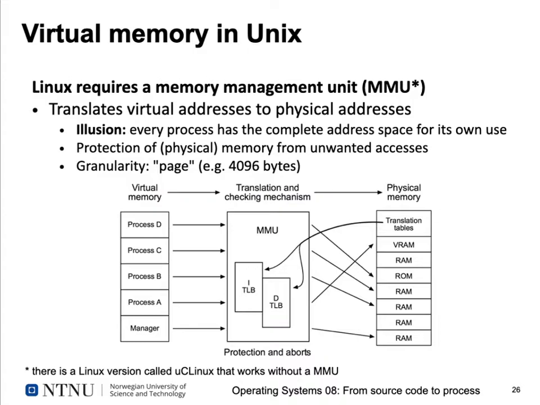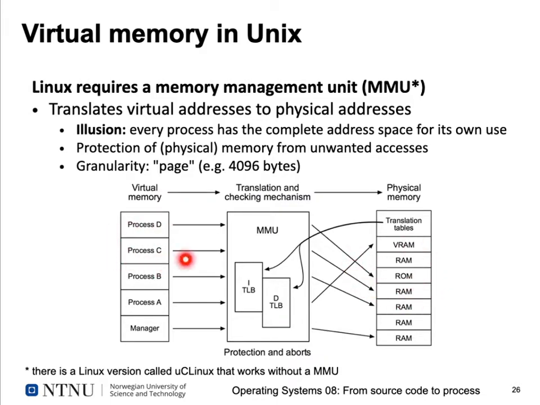So usually Linux requires a memory management unit to be present as part of your computer's hardware, though there are certain versions called uClinux that were modified to live without a memory management unit, but then also without memory protection. So if we have a memory management unit, this MMU translates the virtual addresses that are generated by your program's code, so by your processor, to physical addresses that are used to access the main memory, your RAM. As we've already seen, this creates the illusion that every process has the complete address space for its own use.